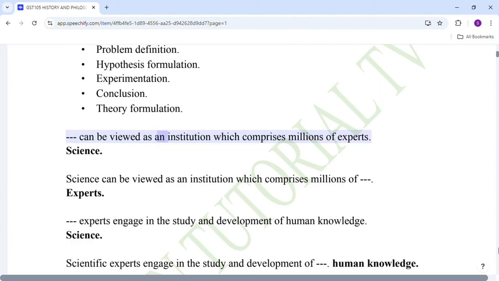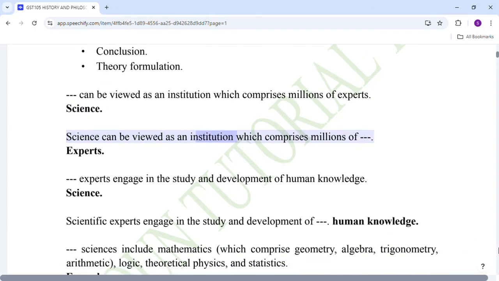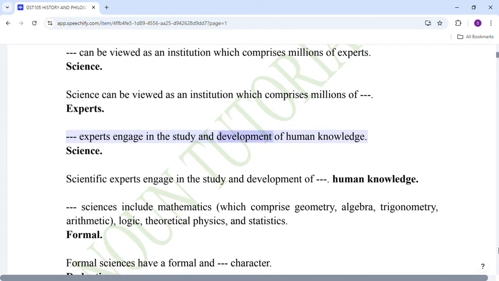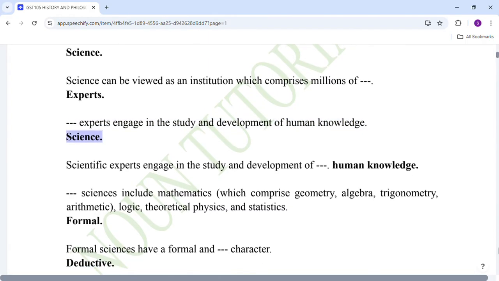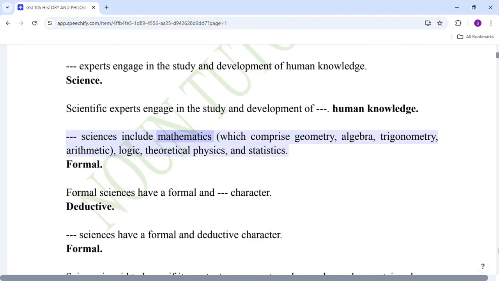Science can be viewed as an institution which comprises millions of experts. Scientific experts engage in the study and development of human knowledge. Formal sciences include mathematics, which comprise geometry, algebra, trigonometry, arithmetic, logic, theoretical physics, and statistics.